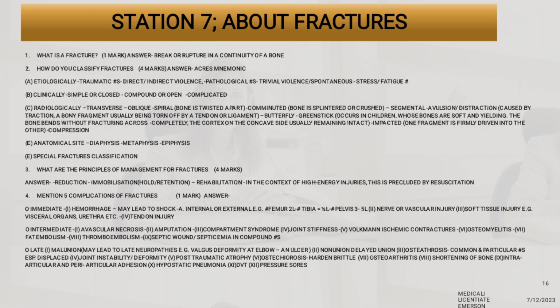In the late, we can have malunion, which may lead to late neuropathies, e.g. a valgus deformity at the elbow, an ulnar palsy, non-union, delayed union, and osteoarthritis, which is common in particular fractures, especially displaced. You can have joint instability or deformity. You can have post-traumatic atrophy. You can have osteochondrosis. And you can have osteoarthritis. You can have shortening of bone. You can have intra-articular and peri-articular adhesions. You can have also hypostatic pneumonia, DVT, and pressure sores.